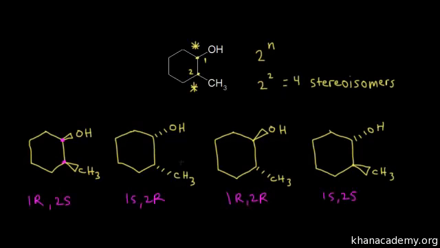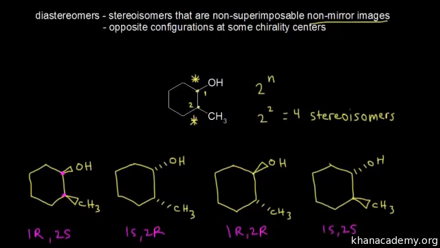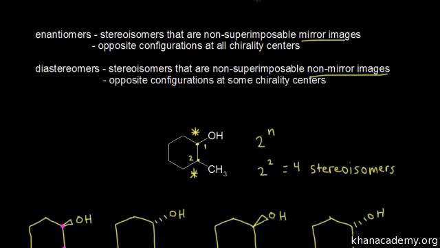So if I'm trying to think about how to classify my 4 stereoisomers, I look at the first 2 examples, and I think to myself, how are my first 2 molecules related to each other? Well, let's go up here and refresh our memory about the definition for enantiomers. Enantiomers have opposite configurations at all chirality centers. So sometimes you could think about them as being mirror images.